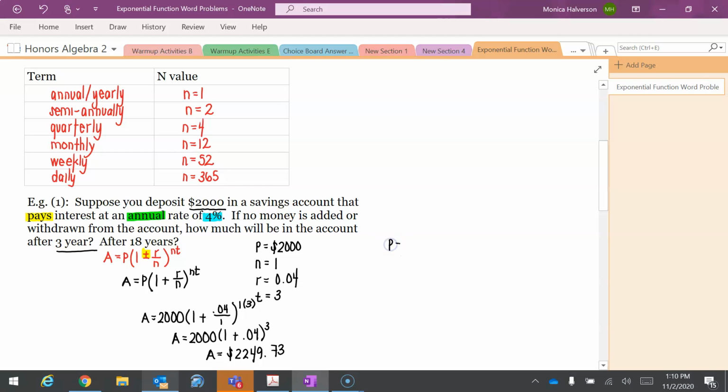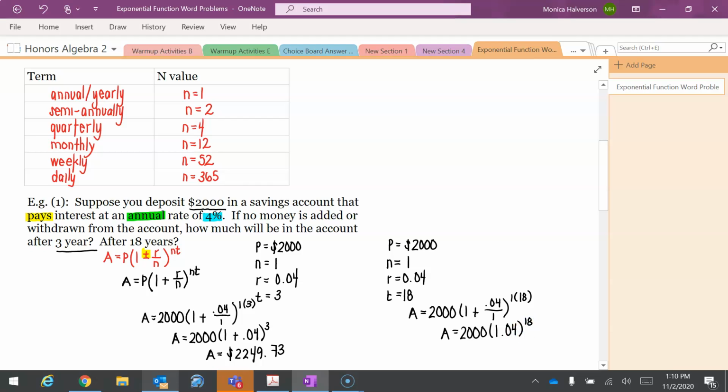Well, still starting amount of 2,000. We still have an annual rate. The rate is still 4%, but in this case, the time is 18 years. All right, so A is equal to 2,000 times 1 plus 0.04 over 1 raised to the 1 times 18. So A is equal to 2,000 times 1.04 to the 18th power.